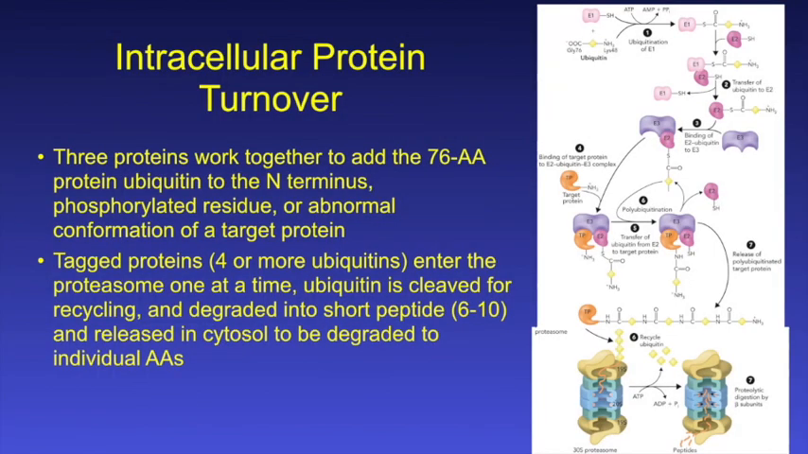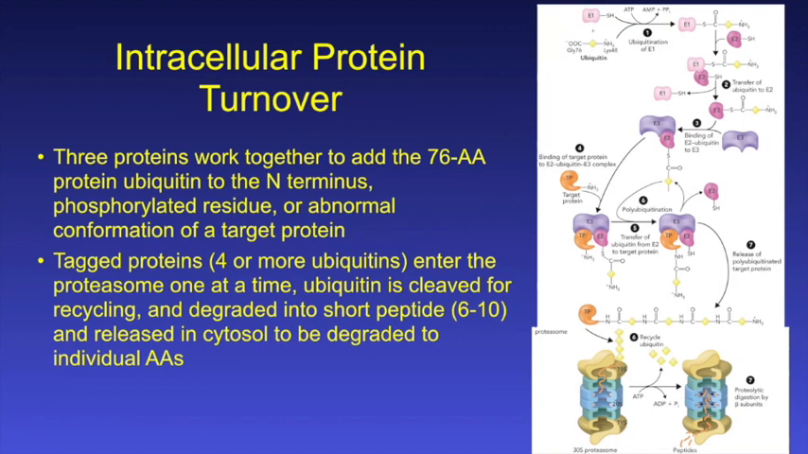Now, turnover, where a protein is synthesized and then it lives for a little while and then it becomes too old and it gets recycled. Well, how is the aging process done? It's done by having a small protein added to it called ubiquitin. It's a 76 amino acid protein, and it gets added over time.